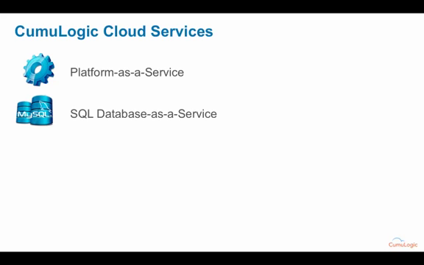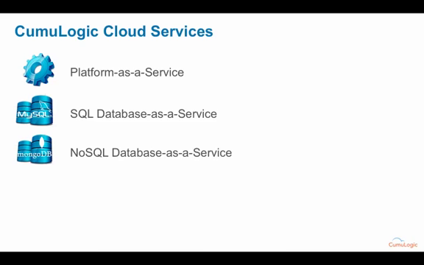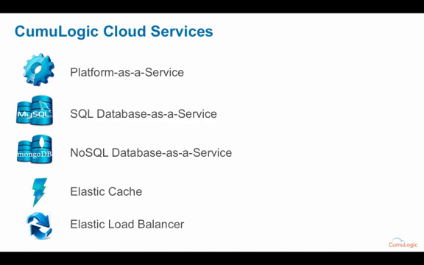CumuLogic also provides a relational database as a service, aka MySQL-as-a-Service, NoSQL database as a service, which is MongoDB-as-a-Service, distributed cache cluster as a service, which is called Elastic Cache, and Elastic Load Balancer. So CumuLogic has these different modular services which developers can provision in different sizes, and orchestrate them so that they can deploy complex applications on the cloud.